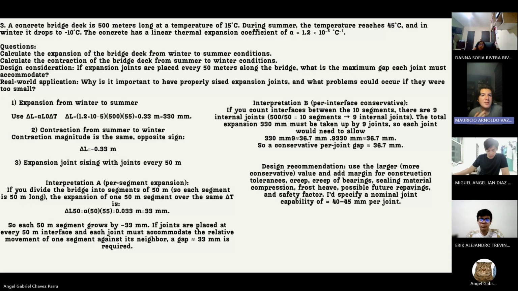It is specific to the nominal joint capacity of about 0.04 to 0.05 meters per joint.